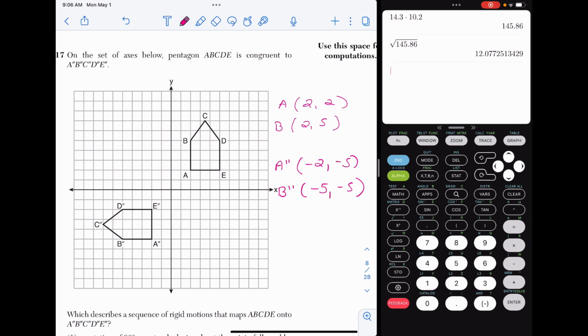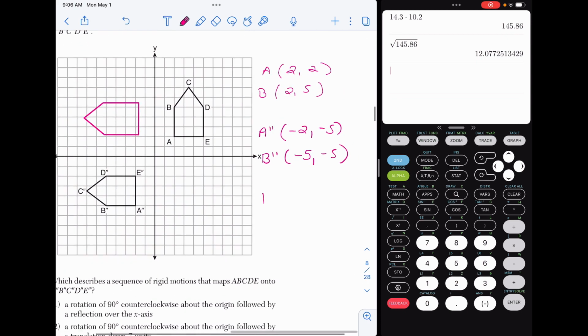So if I imagine this pentagon, I'm going to just trace over that. If I imagine that turned 90 degrees, assuming this is congruent, I can see that it would face the same way here. So I'm going to start by guessing a rotation of 90 degrees. If I do that to the original points, and this would be counterclockwise about the origin, by the way, the rule is negate y, then switch.